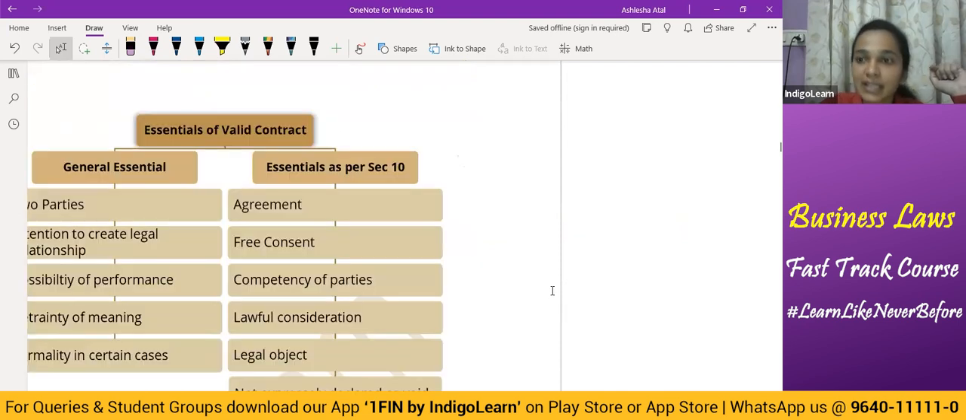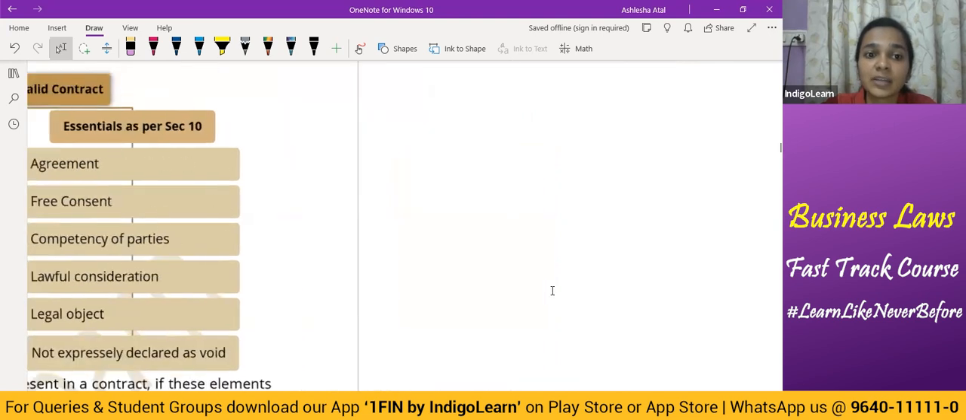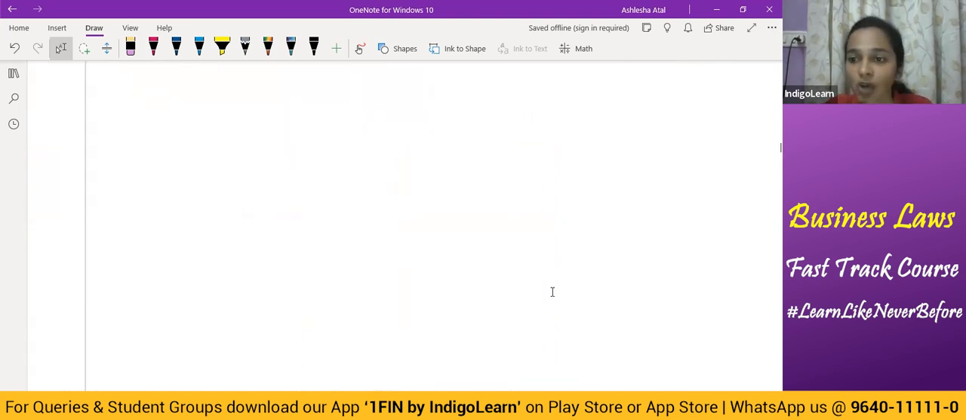The essential elements of a valid contract have been divided into two categories. The first is the basic general essential elements, and the second is as specified under section 10 of the Act. Let's first start with the general essential elements and then we'll go to section 10. Section 10 is not actually a point-wise thing. Section 10 is a statement, a sentence which has been divided into different points.